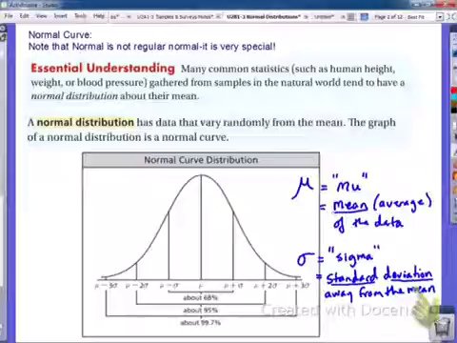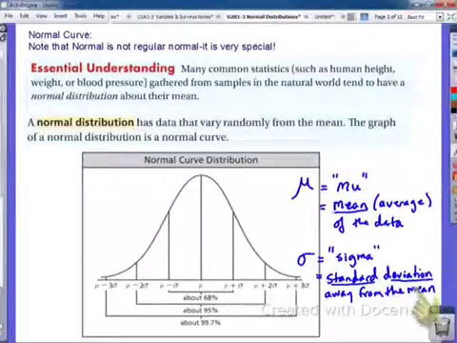Okay? So here's how this works. Let's suppose we all take a test. Just a normal test out of 100. Let's say the mean was 85. Now, did everyone make an 85? No. You made a 90. You made a 92.